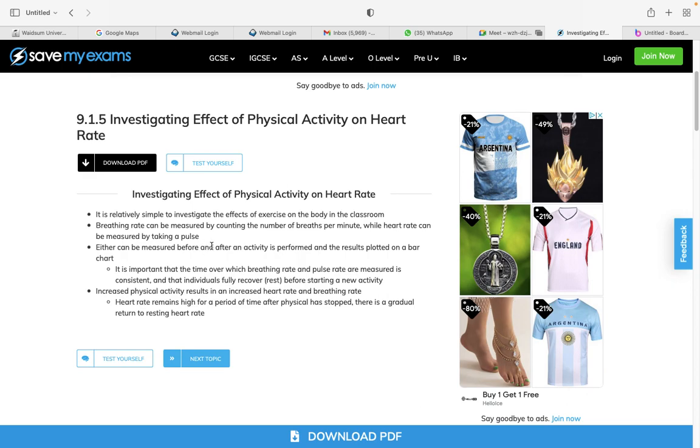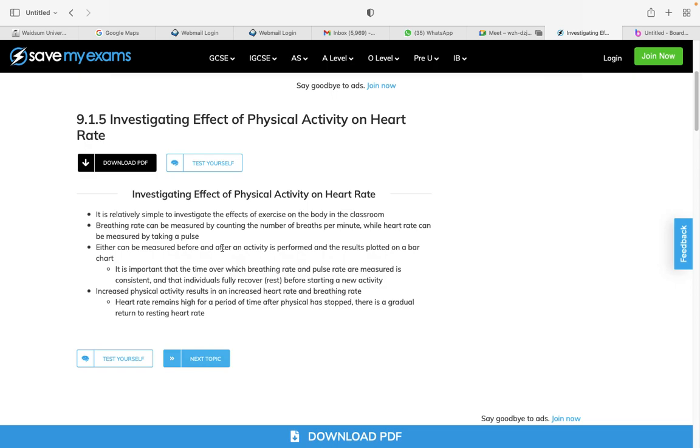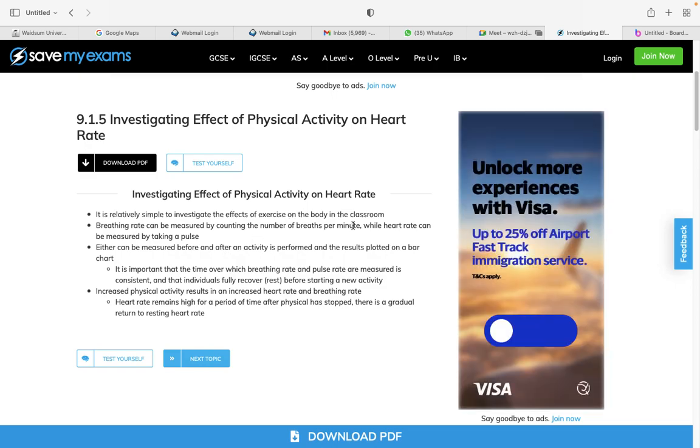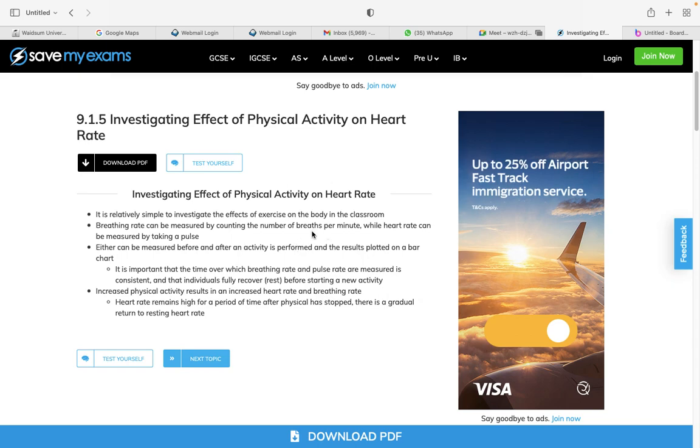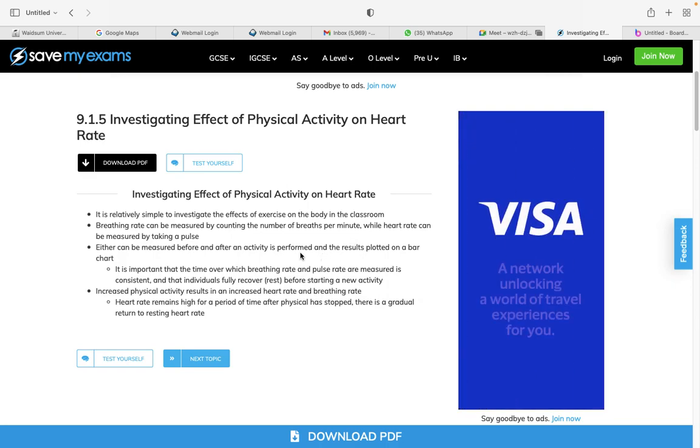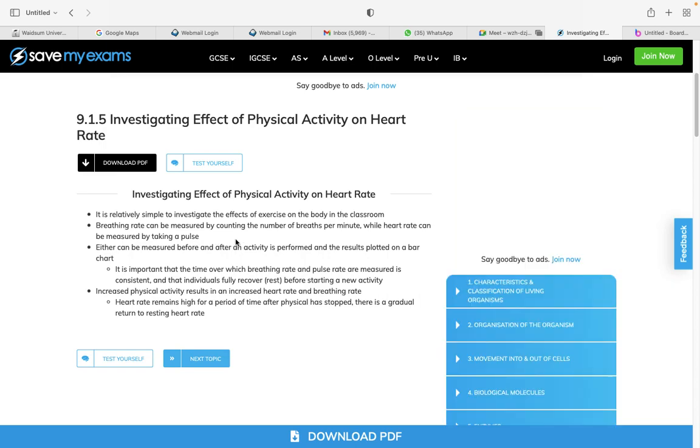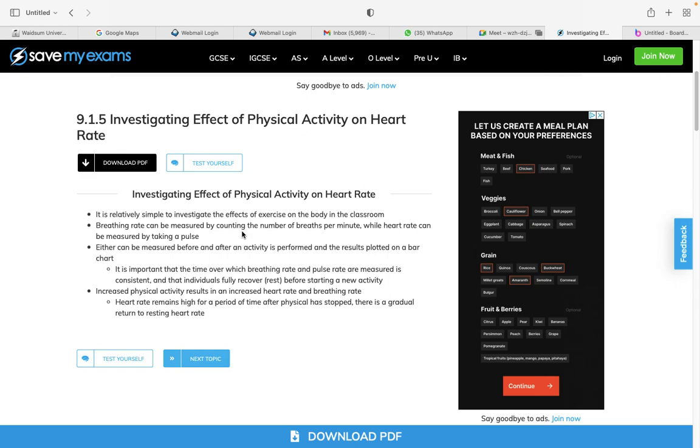Breathing rate can be measured by counting the number of breaths you take per minute. If you want to measure the heart rate, you just measure the pulse. The pulse is the beat rate, the number of beats per minute. You measure the pulse, and that tells you the number of beats per minute. Either can be measured before and after an activity is performed.